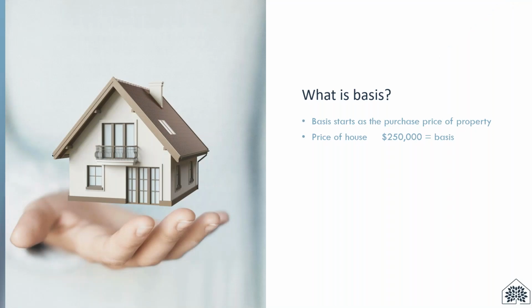So the basis on which you calculate the gain starts as the purchase price of the property. Again, whether it's a house or other properties. So in our example, we're talking about a house that cost $250,000 when you purchased it. That starts out as the basis, but there are certain adjustments to basis.